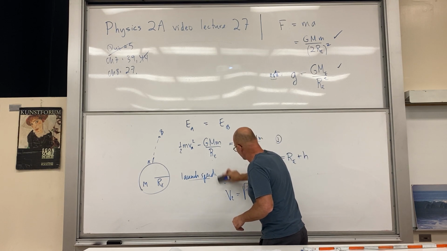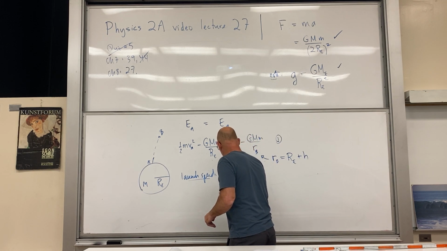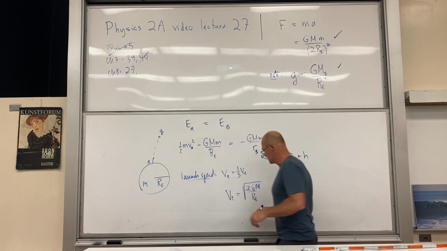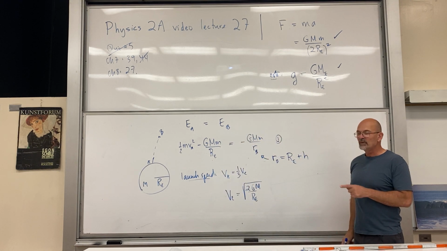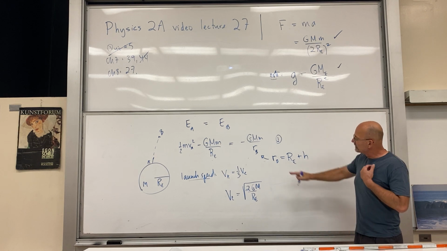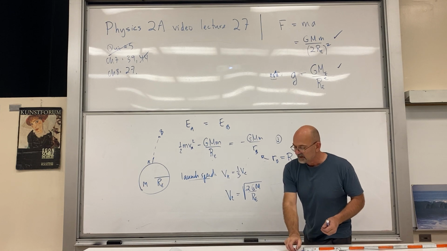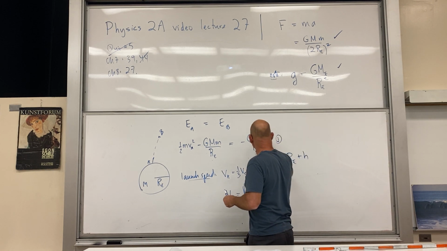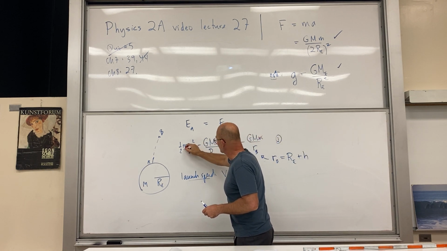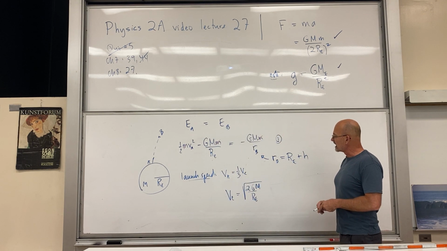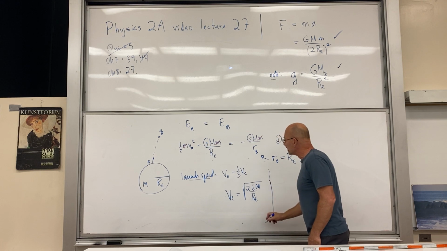And I'll make this look a little nicer. V sub A is equal to 1/3 of V escape, and this is V escape. So now we just plug those in, and we will have a single unknown of r sub b. You'll notice we can make things a little simpler. These masses cancel right there. But it'll be a couple of steps of algebra.